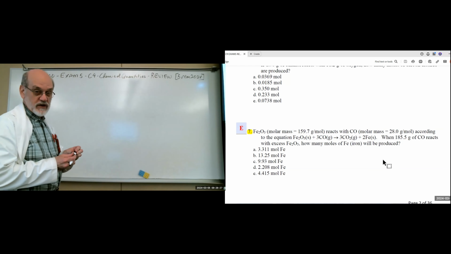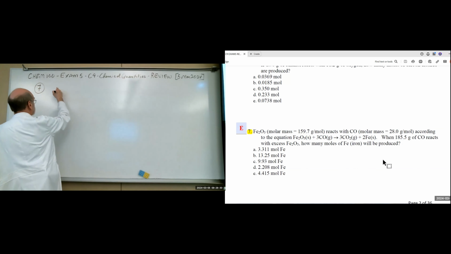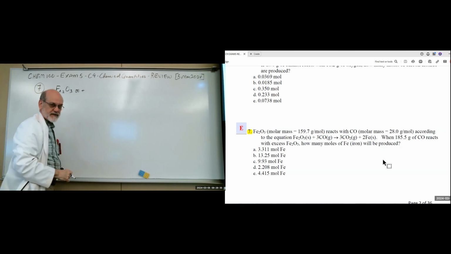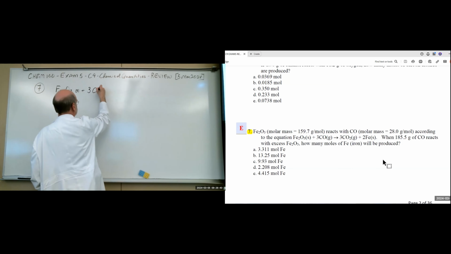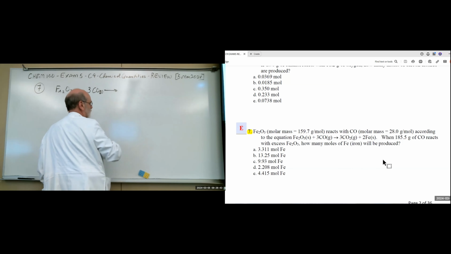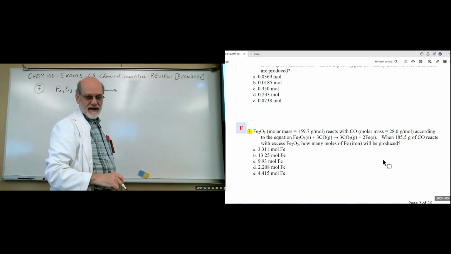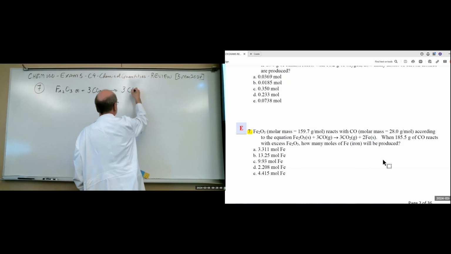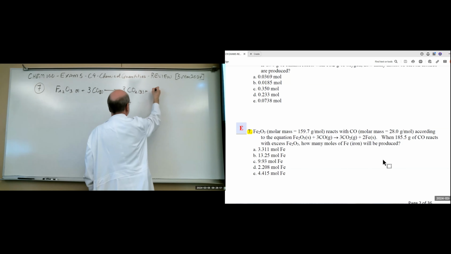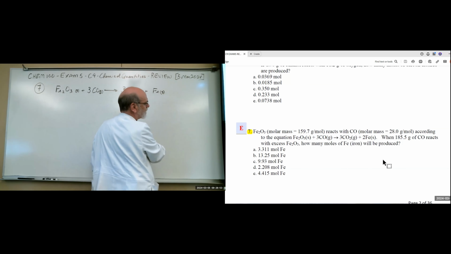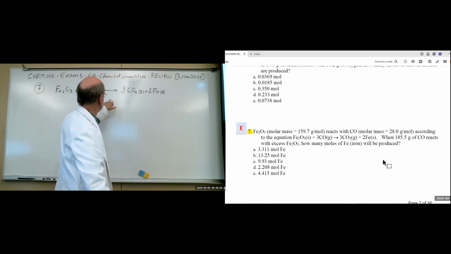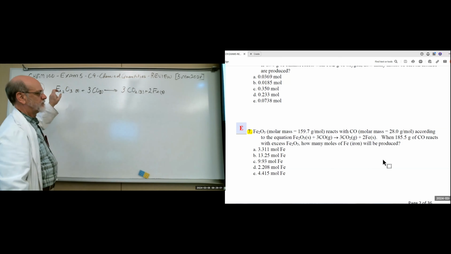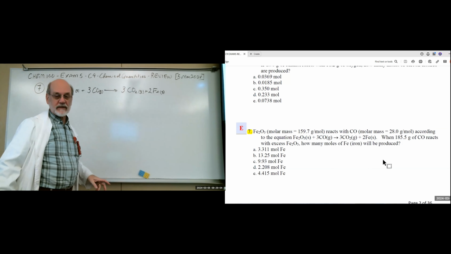Okay, so we need our balanced equations, definitely. Fe2O3 plus 3 carbon monoxide yields carbon dioxide plus iron. 2 of those. Let's see. 2, 3, 3, 1. Okay, that's correct. Now what are we given?